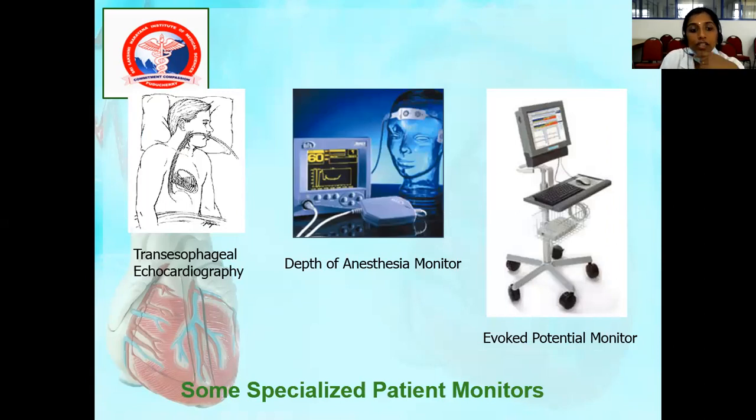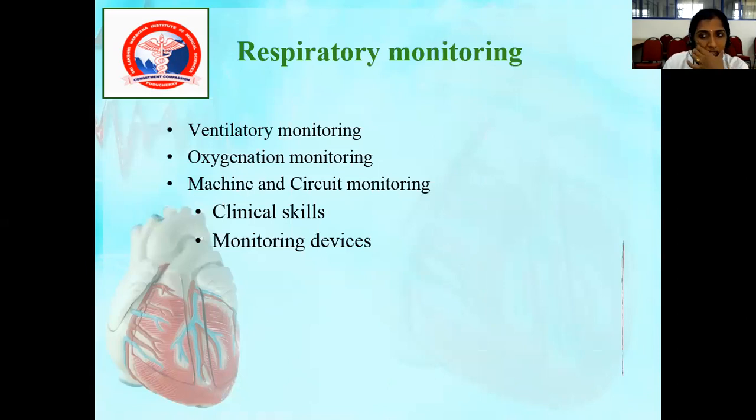This first picture is showing transesophageal echocardiography, which we use mainly in cardiac surgeries. Then we have the second one, a BIS monitor, which we use in neurological surgeries, and an evoked potential monitor. We'll just go briefly over each kind of monitoring.